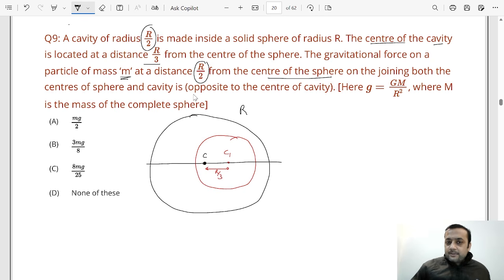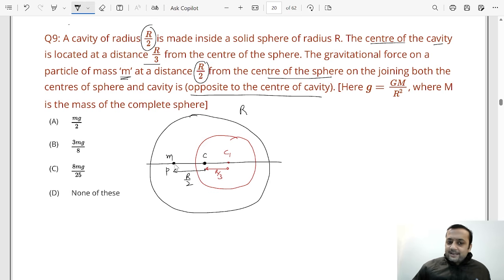The question is saying that you have to keep the particle opposite to the center of the cavity. That means C1 is on the right side of C, which means the particle was kept somewhere over here at the point P, and this distance was r by 2 as per the question. Here a particle of mass m is kept. So we have to find the force on this particle, the gravitational force. Yes, we have to find the force on this particle.